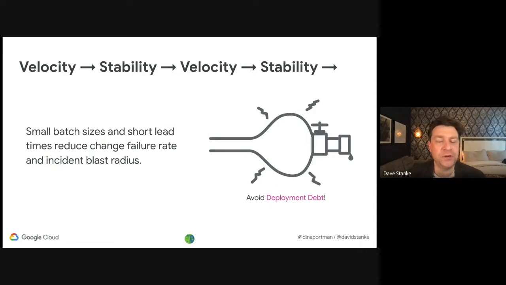So what we notice when we dig into the model is that adoption of essential capabilities and practices predicts both velocity and stability. One of the mechanisms that underlies this is about batch sizes. The bigger a batch is and the longer it sits in the pipeline, the greater the chance it will cause an outage. We want to avoid deployment debt.